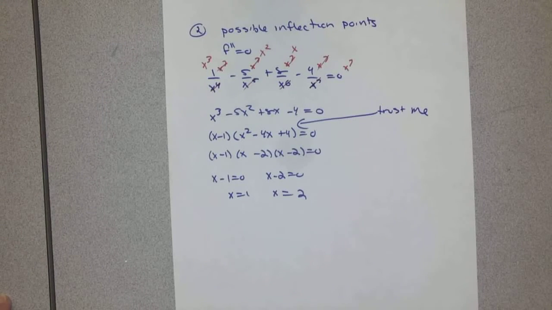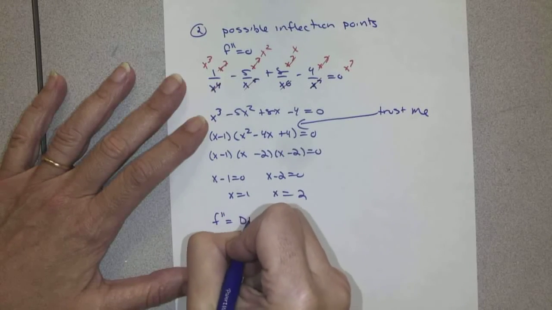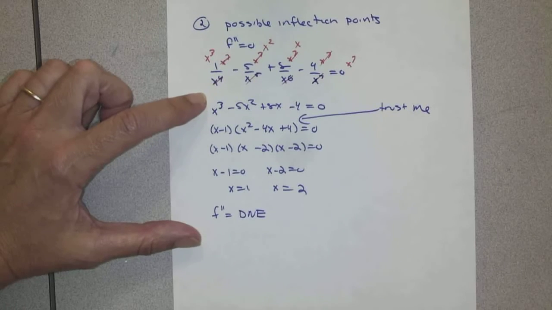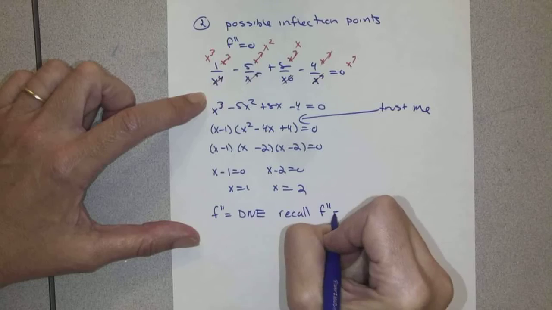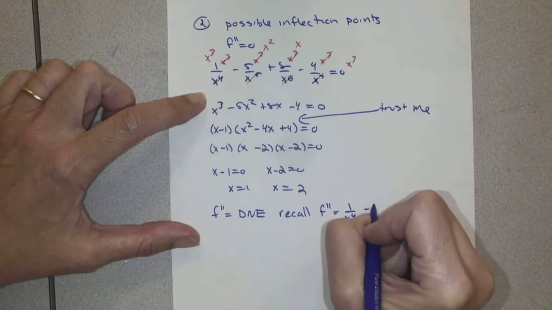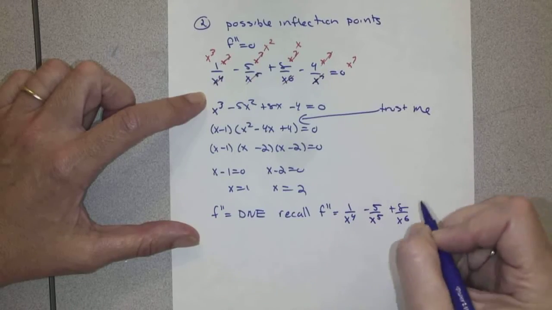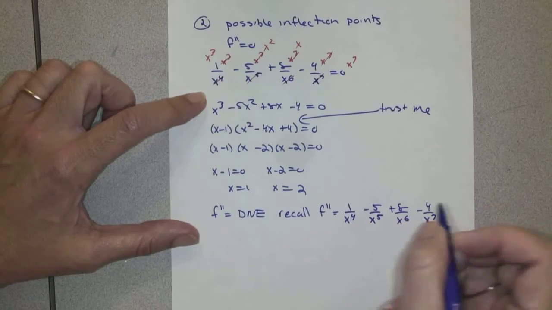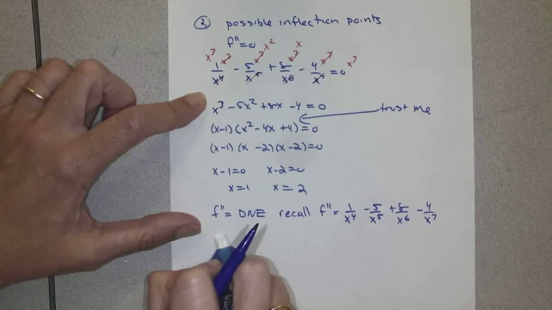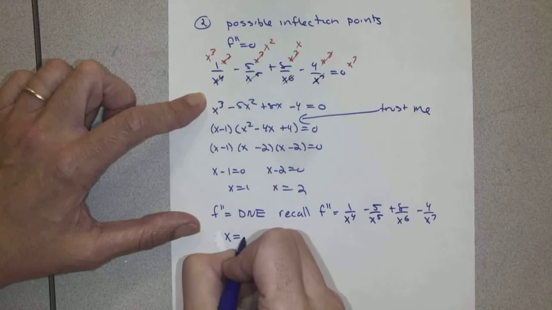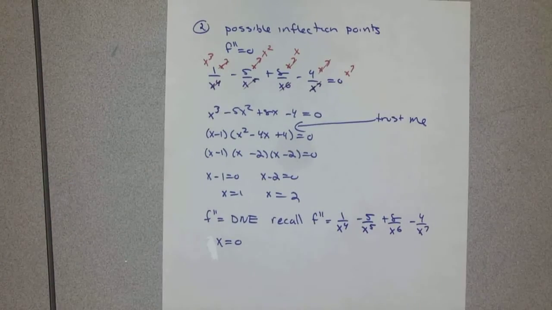Now, inflection points come from two possible places. The second one is F double prime not existing. If I go up here and rewrite it, recall that F double prime is 1 over x to the 4th, minus 5 over x to the 5th, plus 8 over x to the 6th, minus 4 over x to the 7th. F double prime does not exist at x equals 0. So there are three, quote-unquote, potential inflection points.